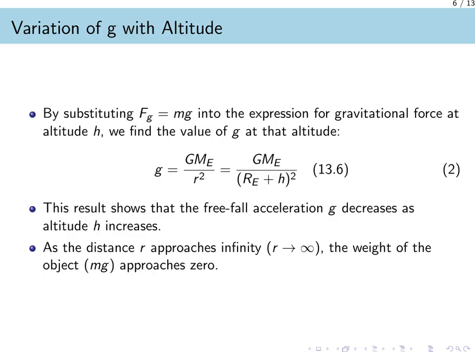This result tells us that as the altitude h increases, the value of g decreases because h is in the denominator. As an object gets infinitely far away from the Earth, its weight approaches zero. Therefore, the acceleration due to gravity is not a constant, but instead weakens as altitude increases.